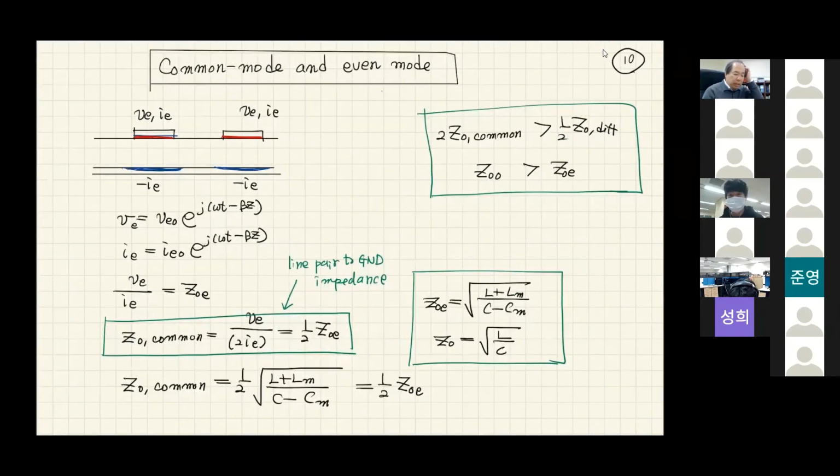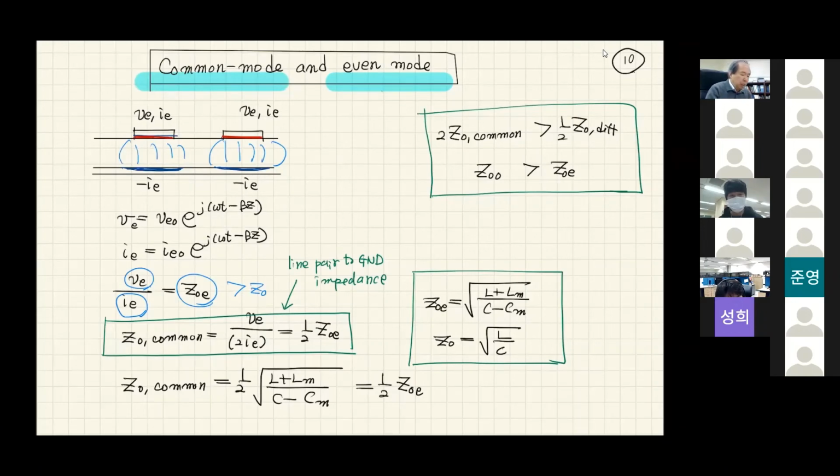Now, I would like to spend a little bit more time to talk about common mode and even mode. In the even mode, we do not have a virtual ground plane. Electric field will be like that. And so even mode impedance is this ratio of even mode voltage wave divided by even mode current wave. You remember that this is usually a little bit larger than the single mode impedance.